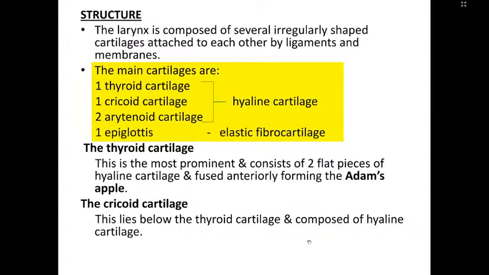So the larynx is composed of several irregular shaped cartilages attached to each other by ligaments and membranes. There is one thyroid cartilage, one cricoid cartilage, and two arytenoid cartilages, one epiglottis. So thyroid, cricoid, and arytenoid, they are hyaline cartilages, and epiglottis is elastic fibrocartilage.